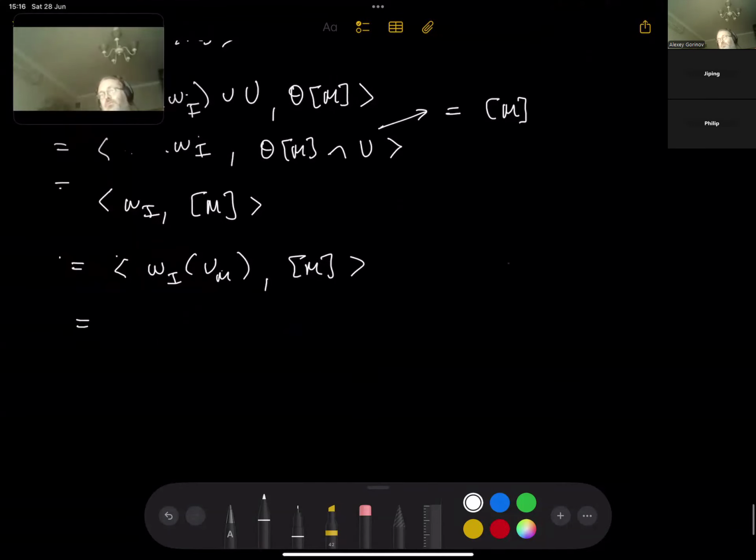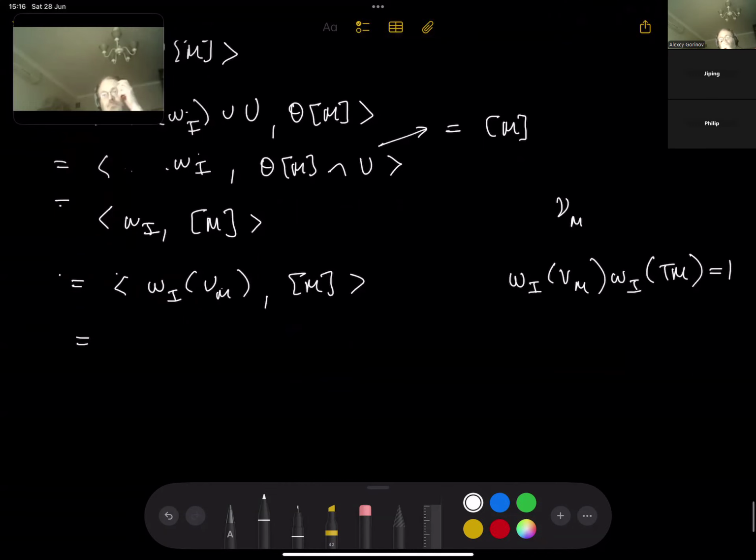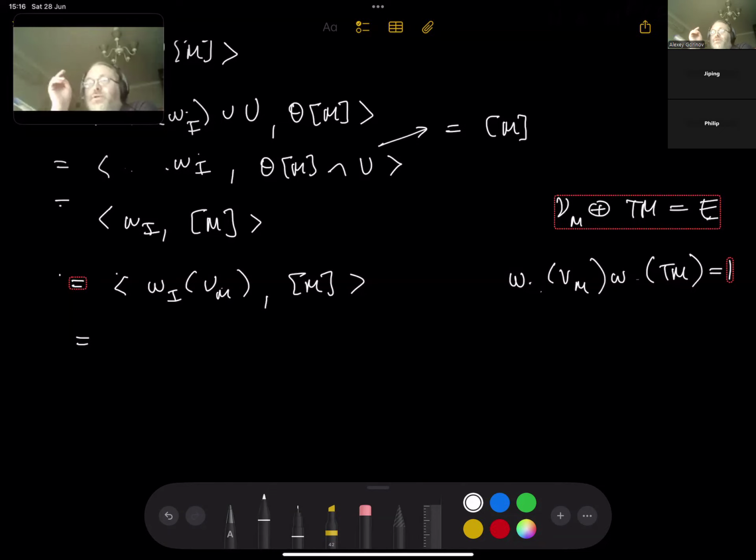And so omega I v mu m, omega I Tm are equal to 1 because the normal bundle and the tangent bundle are trivial. Well, this time it's not Wi, it's just W. You're right, the total Stiefel-Whitney classes. Yes.